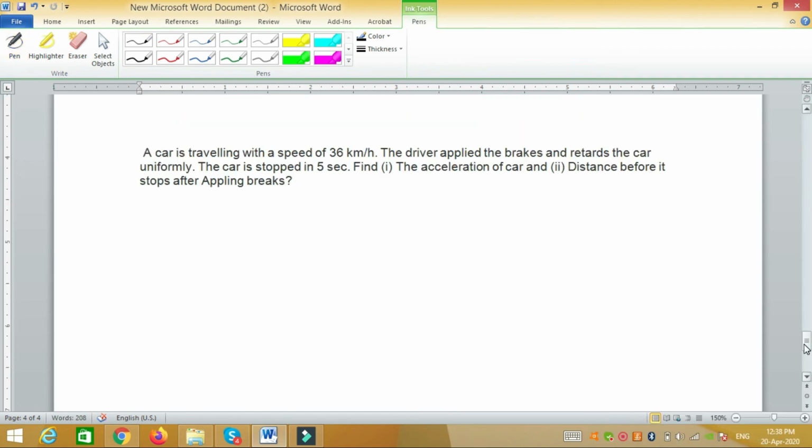So let us solve the last question, that is very important and asked in entrance exams. The car is traveling with a speed of 36 kmph, which is the initial velocity given to you. First of all, you have to convert it into meter per second by multiplying by 5 by 18, which gives 10 meter per second. Now the driver applies a brake and retards the car uniformly. It stops in time 5 seconds.